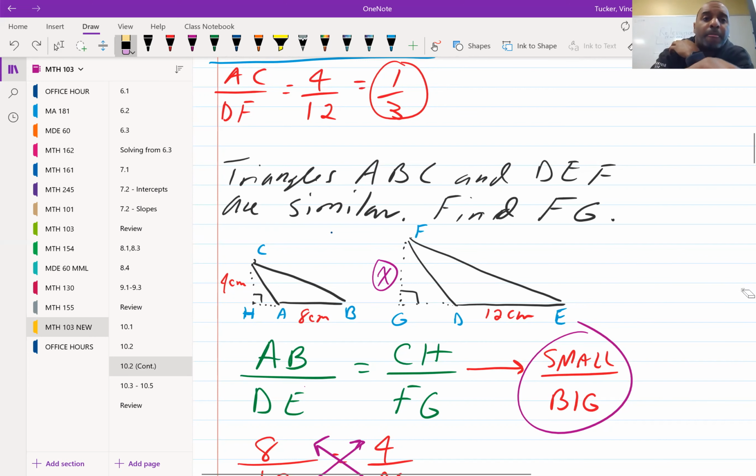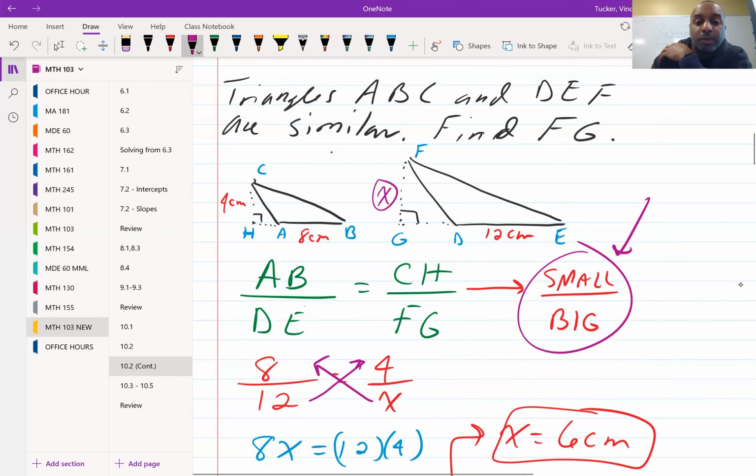I'm going to set my proportion as small side over large side. It's up to you how you want to set it up. A couple different ways you can set it up. You just have to be consistent across your proportion. So like I said, I'm doing small over large, but you can do large over small. But if I'm going to do that, then I would do 8 over 12, which is AB over DE. And then for my height for my triangles, 4 over X.